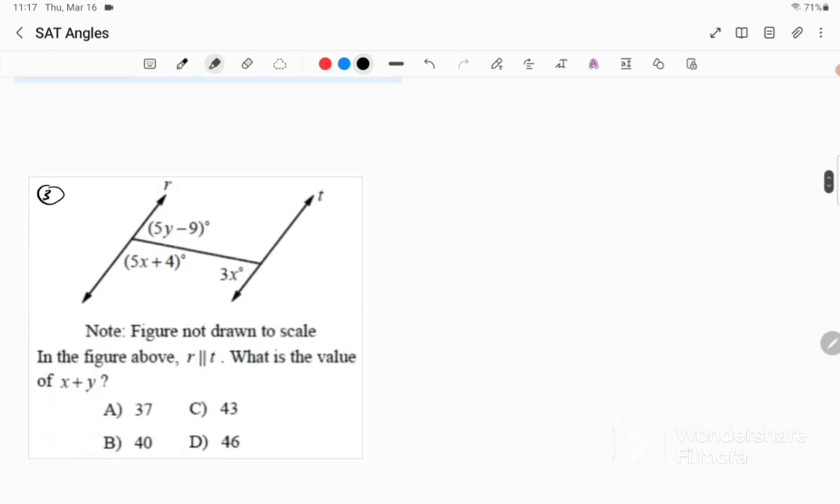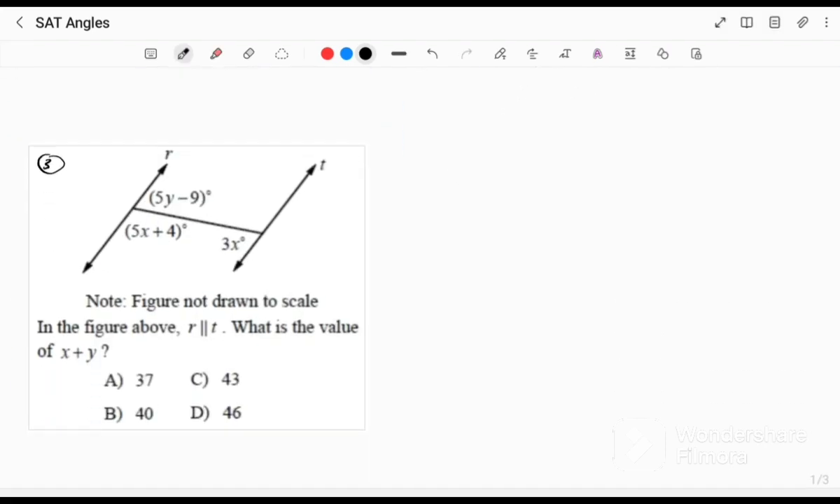Let's look at another example. In this example, we are given 5y minus 9, 5x plus 4, and 3x. And we're told R and T are parallel lines, and we need to find what is x plus y. So we have to find both x and y to find x plus y. Imagine if this line extended. Now we can see that since R and T are parallel, we have similar angles here. 3x is similar to this angle, and 5x is similar to this angle.